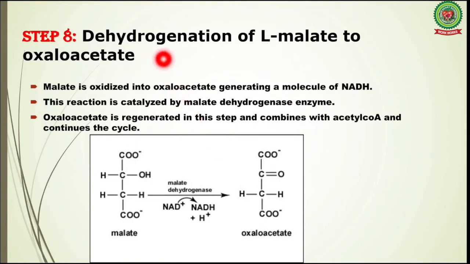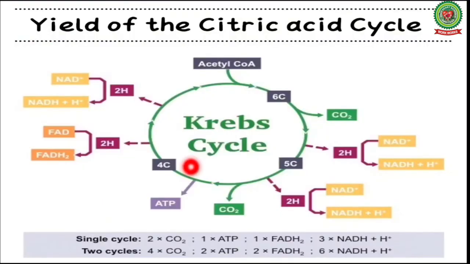Step 8, dehydrogenation of L-malate to oxaloacetate. Malate is oxidized into oxaloacetate, generating a molecule of NADH. This reaction is catalyzed by malate dehydrogenase enzyme. Oxaloacetate is regenerated in this step and combines with acetyl coenzyme A and continues the cycle. So here, this is the Krebs cycle in detail.